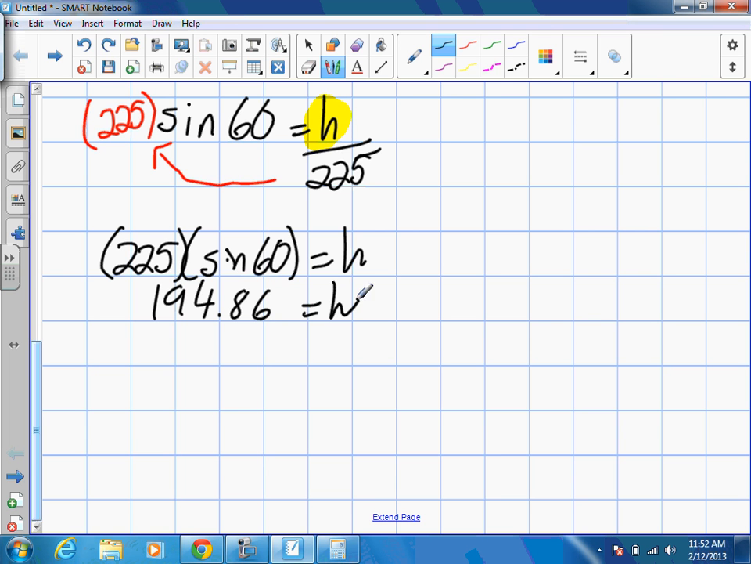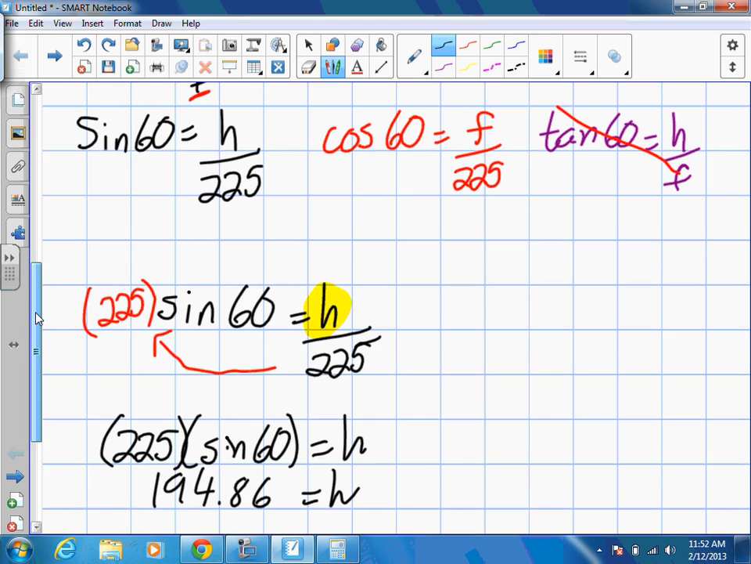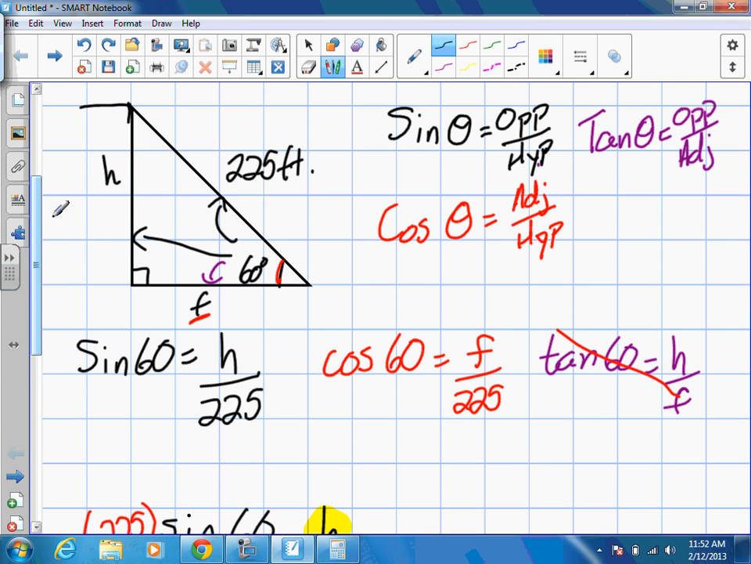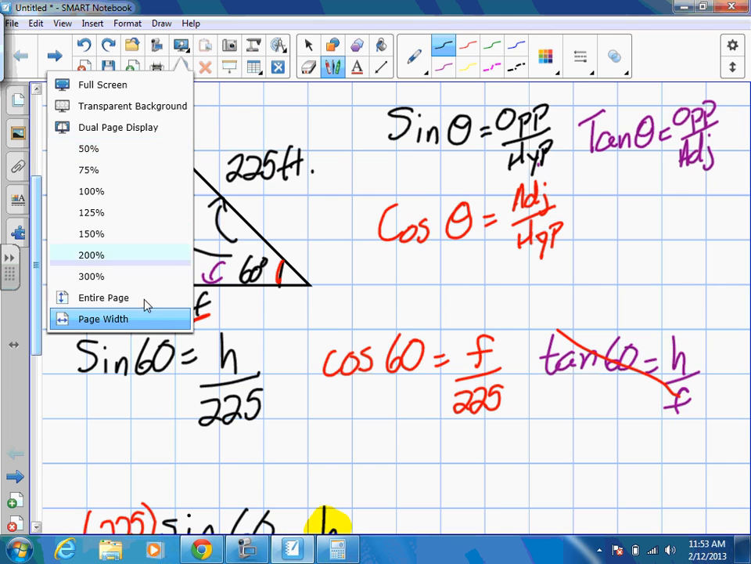And what was the measurement in? Anyone remember? It was in feet, that's right. So 194.86 feet is how tall that building is. When you guys do this, I want you guys to round to 2 decimal places. That way we're very accurate when we're doing these types of questions.